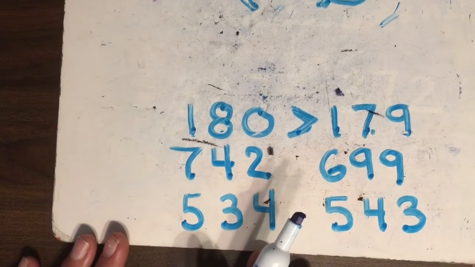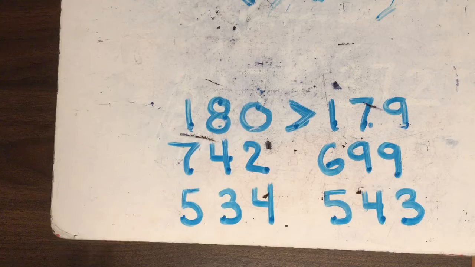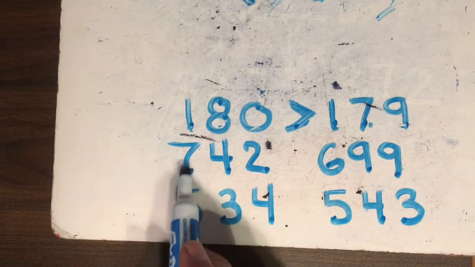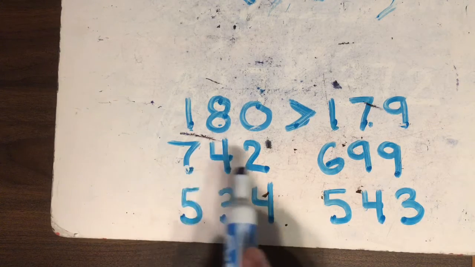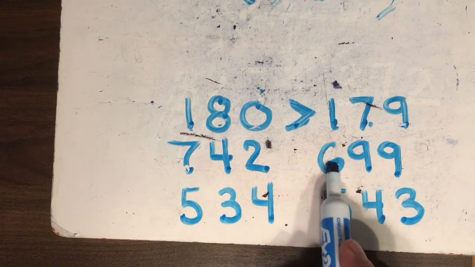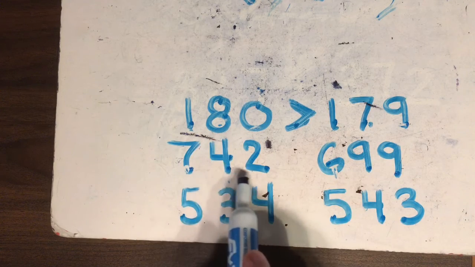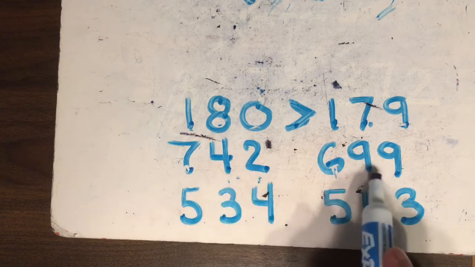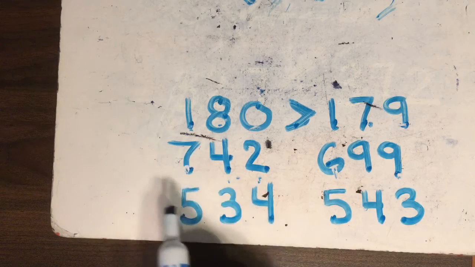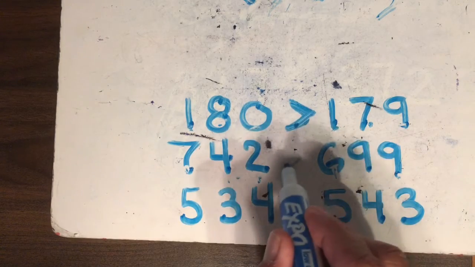Look at the next example, kind of trying to clarify that same point. 700s here, 600s here. The tens and the ones don't matter because the hundreds are different. This would be greater than.